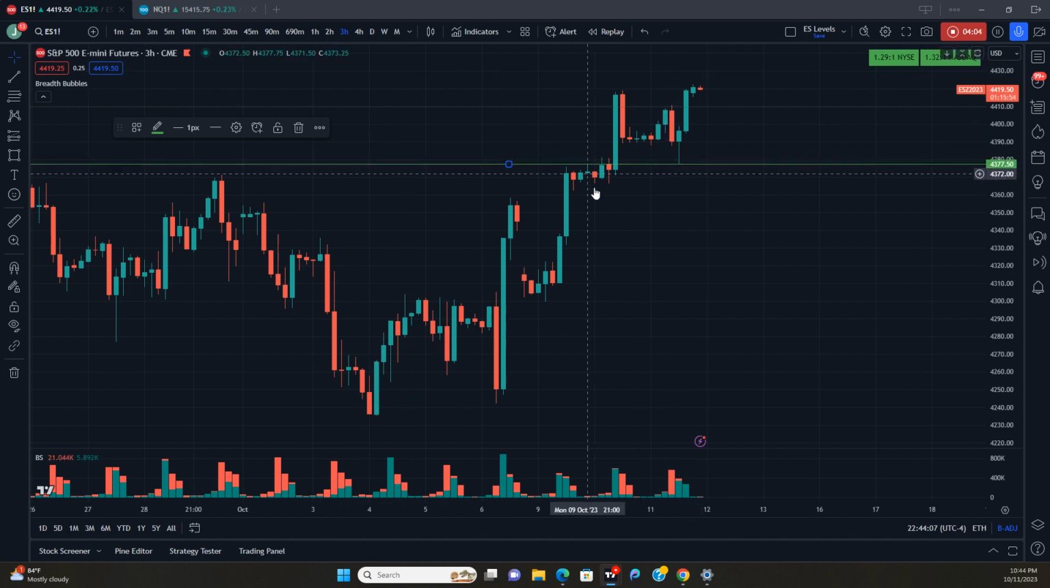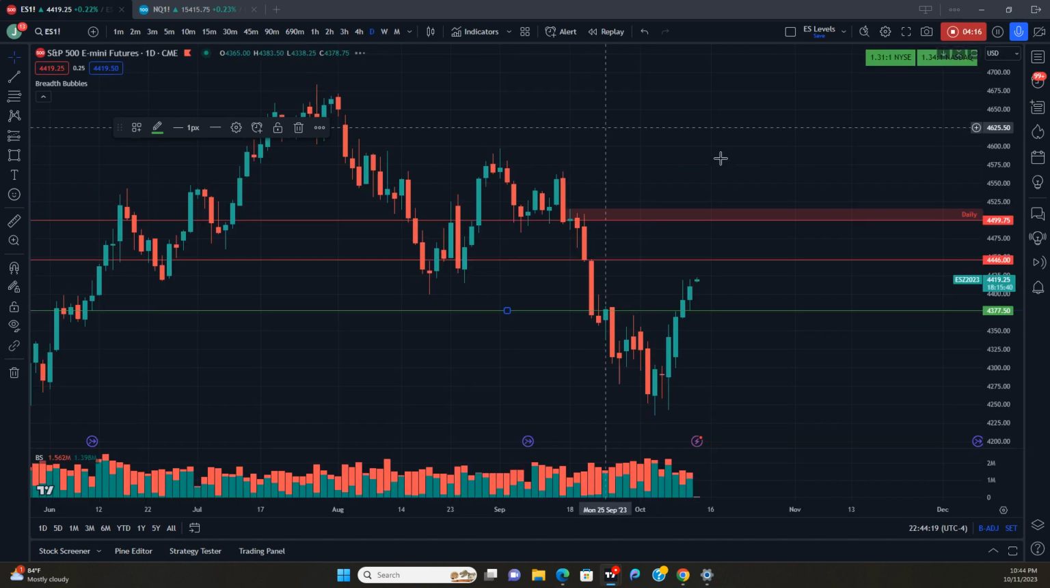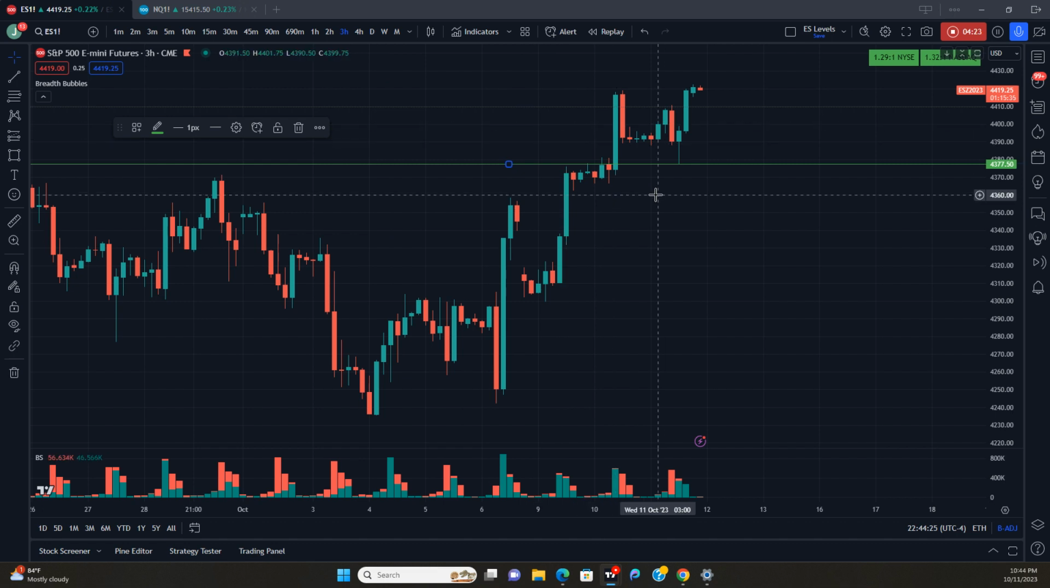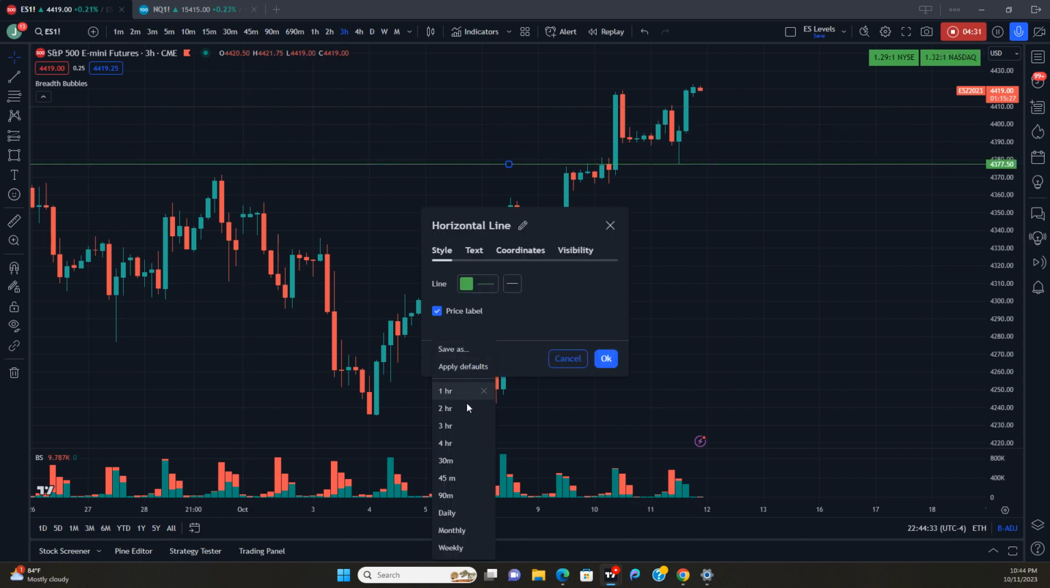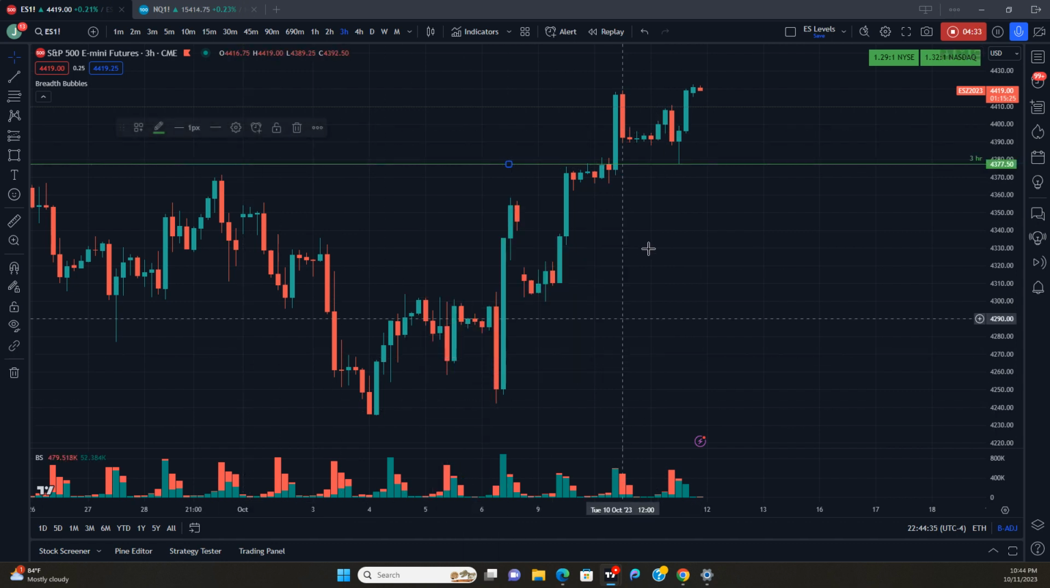So this is a 3 hour demand zone. This is a rally base. For our basing, we want to find the opposite color of the kind of zone we're going for. For example, for the supply zone before, we found a green body basing candle. For demand, we want the opposite color of the kind of zone we're going for, so that's going to be a red body basing candle for this demand zone. And that's going to be the 3 hour time frame here.